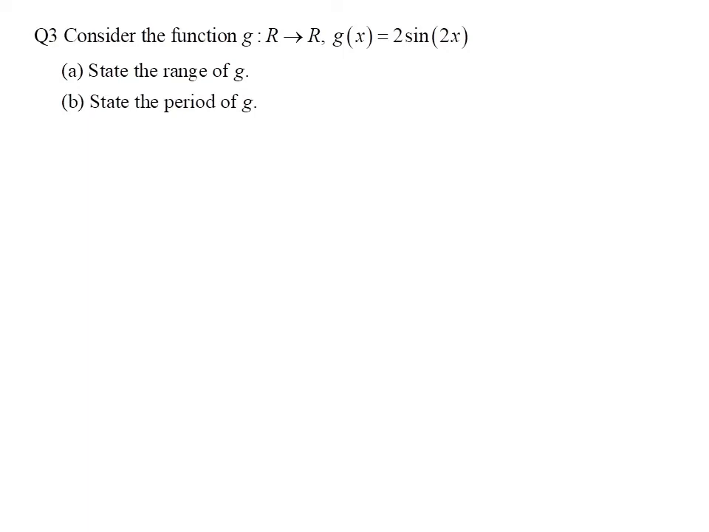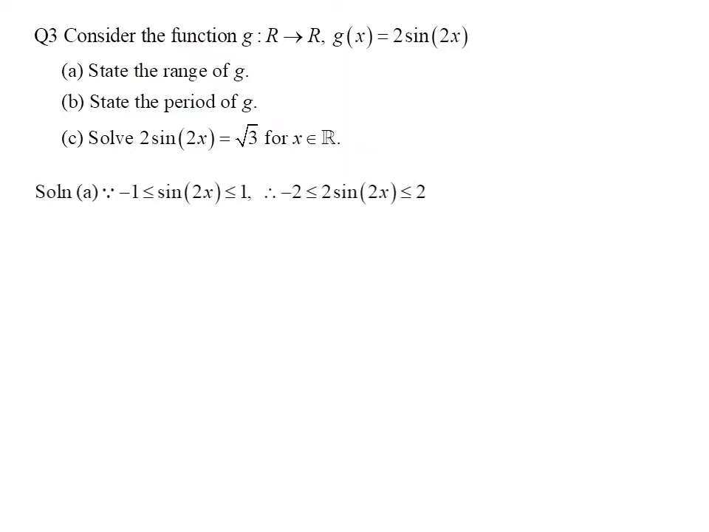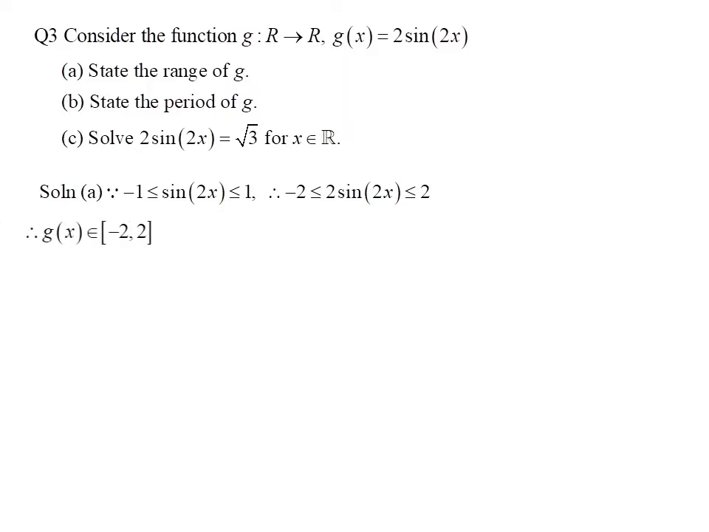Question B is to find the period of g of x, while question C is to solve the equation 2 sine 2x equals square root 3 for all real numbers x. As for question A, since the range of sine 2x is within the closed interval from -1 to 1, obviously the range of g of x is within the closed interval from -2 to 2.